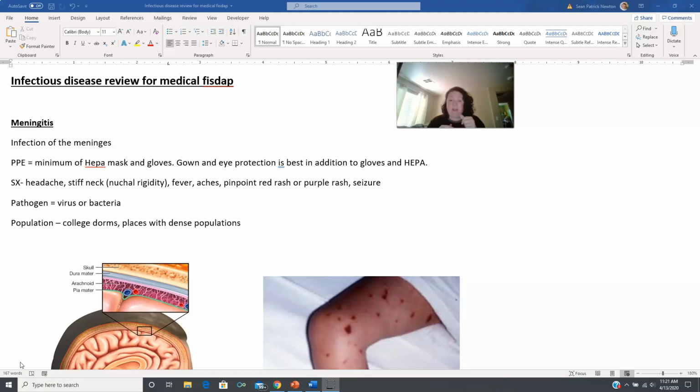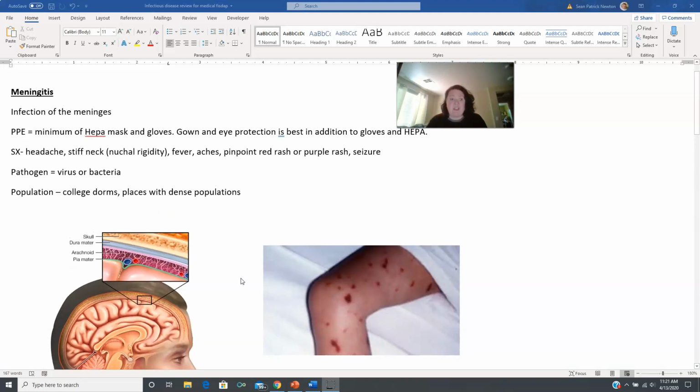I wanted to do a quick review for the medical FISDAP exam on some of the infectious diseases that we covered in the lecture. This was covered in medical overview. So first thing we'll talk about is meningitis. Meningitis is an infection of the meninges.